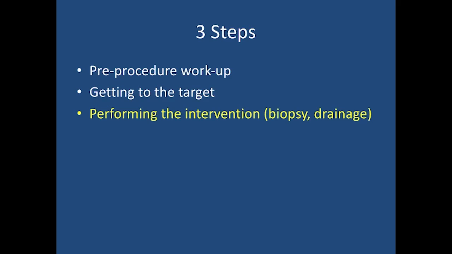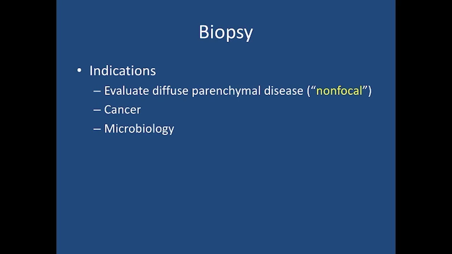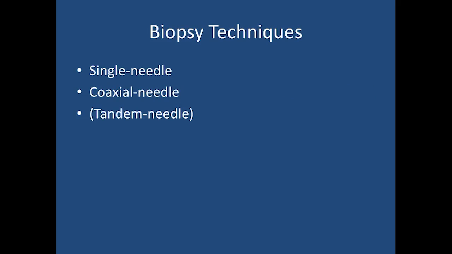Now, the third step in a biopsy and drainage procedure is performing the actual intervention. We're going to start off by talking about biopsy procedures, and there are several general indications that most of us are familiar with. One is to evaluate diffuse parenchymal disease, such as to evaluate the amount of fibrosis in the liver, a question of cirrhosis, that would be termed a non-focal liver biopsy. Others are to evaluate for cancer and to obtain sampling for microbiological analysis.